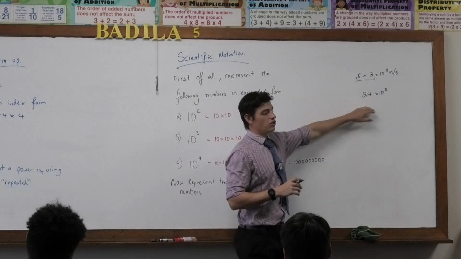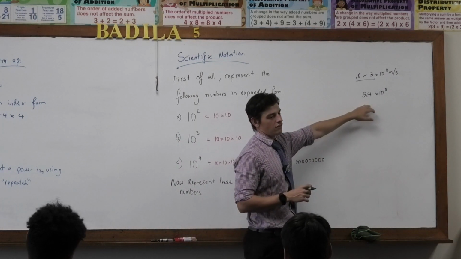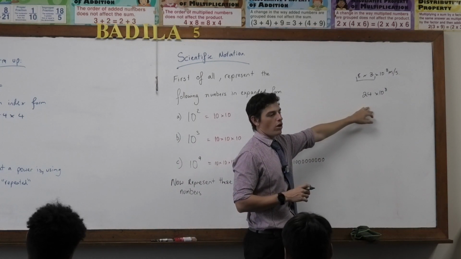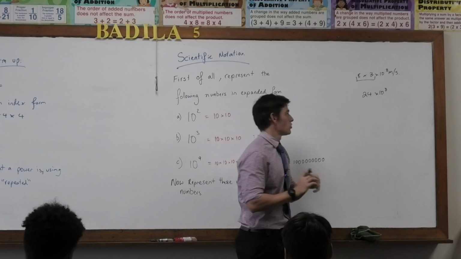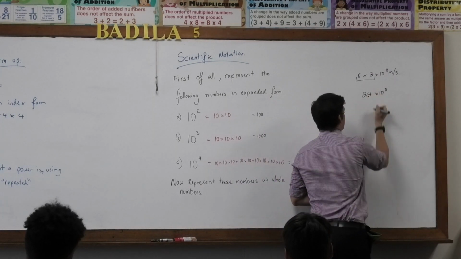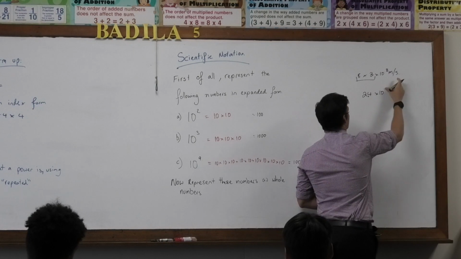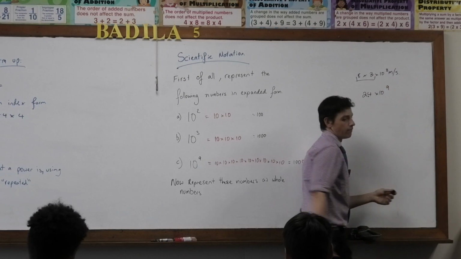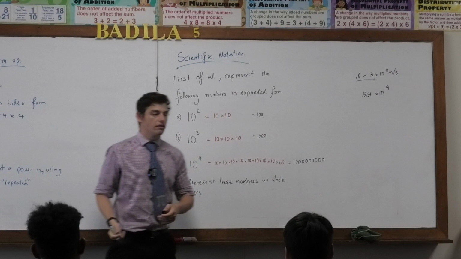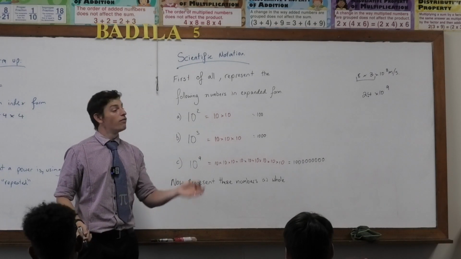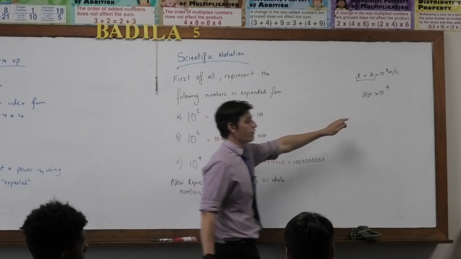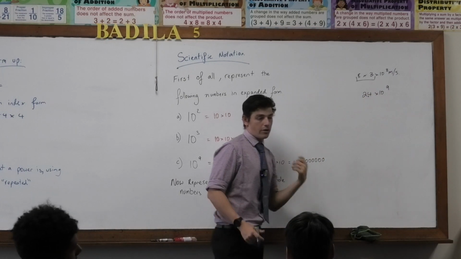Am I in scientific notation fully there? Why not? It should be 2.4 times 10 to the power of 9. Why is it 9, not 8? I've moved the decimal place back, so I've accounted for it by adding 1 to the power. Cool.